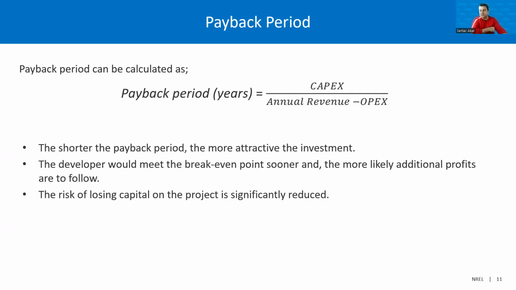The final and the most simple approach is the payback period when you evaluate a project. This is basically dividing CapEx by the annual revenue minus the OpEx. And this gives you the number of years in which the project will pay itself back. And even though it's simple, it is very useful. You will see in examples when we talk about the demonstration and also the case studies.